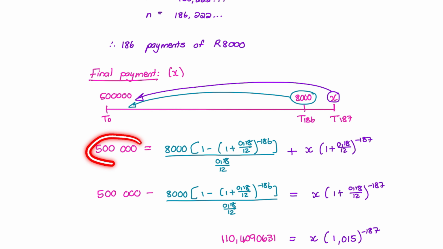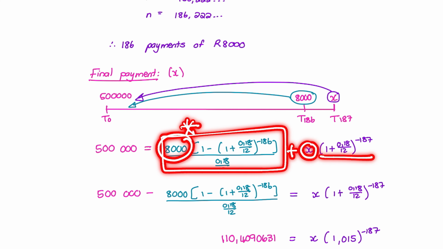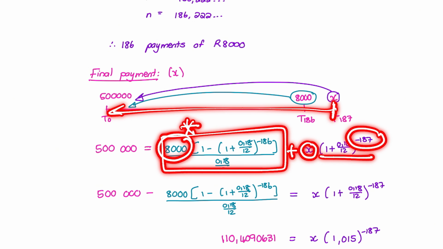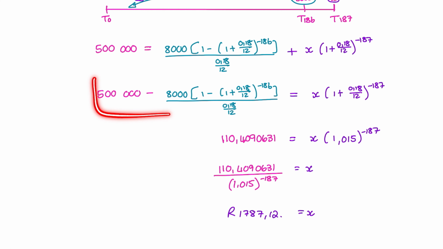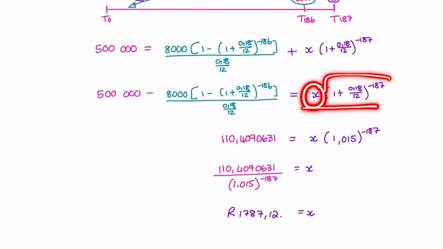So this 500,000 Rand that we are trying to repay consists of two parts. It is the loan that we are repaying with full 8,000 Rand payments and another payment that has been charged interest over this full period. That's why it looks like compound interest in reverse. So in my first step, all that I'm doing is I'm taking this loan part and I'm moving it to the left-hand side and it becomes minus on that left-hand side. I'm leaving this payment alone with its compound interest on the right-hand side.